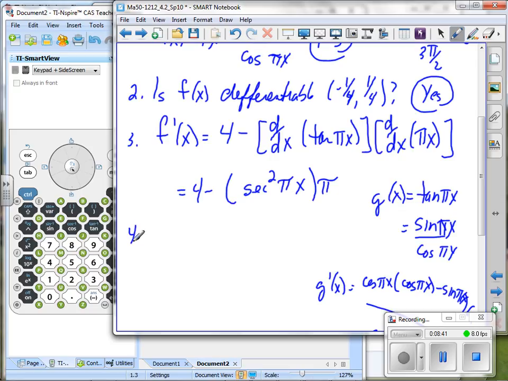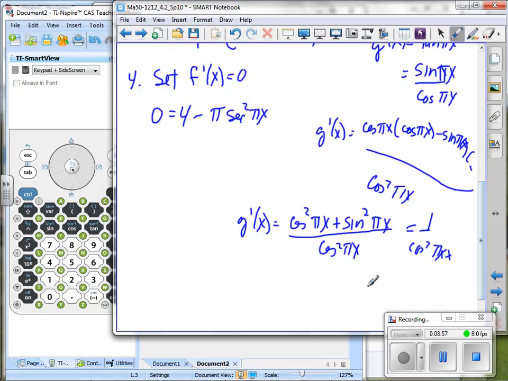The next step, number 4, is to set the derivative equal to 0. So we have 0 equals 4 minus pi secant squared pi x. Now what are you going to do? Now what are we going to do?